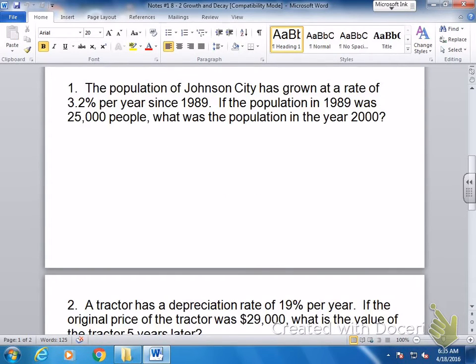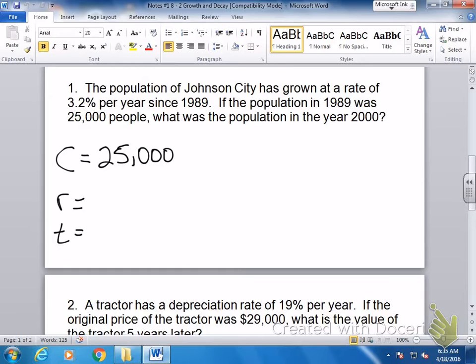Number 1, the population of Johnson City has grown at a rate of 3.2% per year since 1989. If the population in 1989 was 25,000 people, what was the population in the year 2000? So we need a few variables here. It's asking us for a final amount. So A is what we're going to be looking for. So let's see if we have a C, R, and a T. Well, the C is the initial amount. That would be how much we started with. Well, it tells us that in 1989, the year this started, they had 25,000 people. So there's our C.